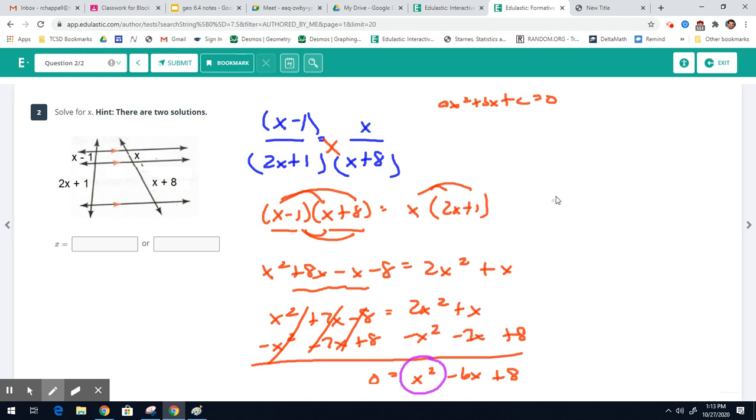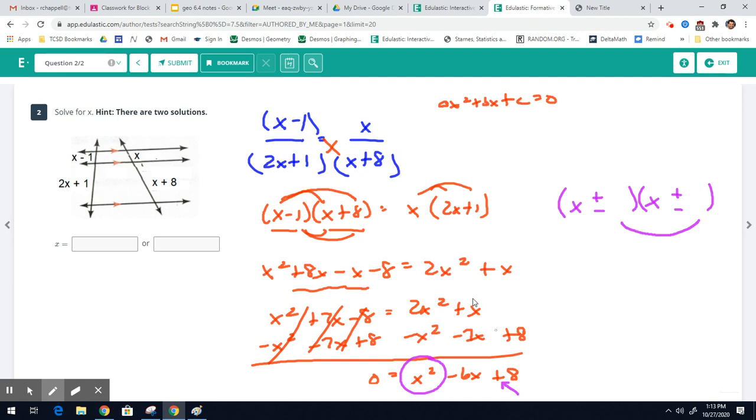This is going to factor into 2 sets of parentheses. To get x squared, you have to multiply x times x. Now, we need to look at these signs. If this is a positive 8, that means these 2 signs are either both positive or both negative. The reason is, to multiply to a positive, you need 2 signs that are the same. Remember that this connection here is how you get that last term.